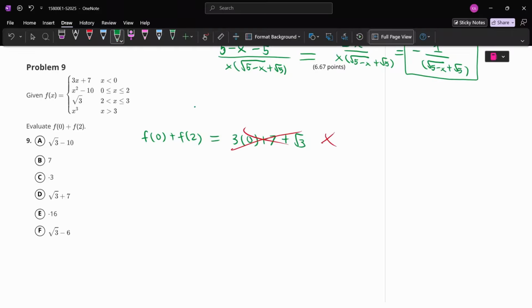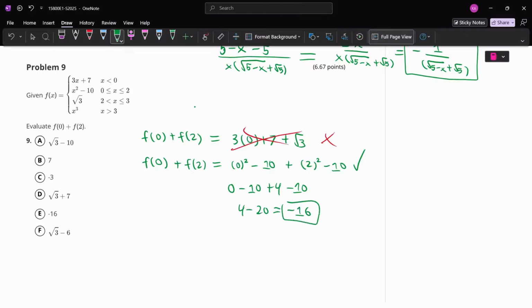What we actually are going to have to do is f of 0 plus f of 2 is actually going to be defined as 0 squared minus 10 plus 2 squared minus 10. And so, yeah, this is what you want to do. And so when you simplify, you should end up with 0 minus 10 plus 4 minus 10. And then this is going to simplify to 4 minus 20, which is going to equal negative 16. So the answer to this question is going to be E.